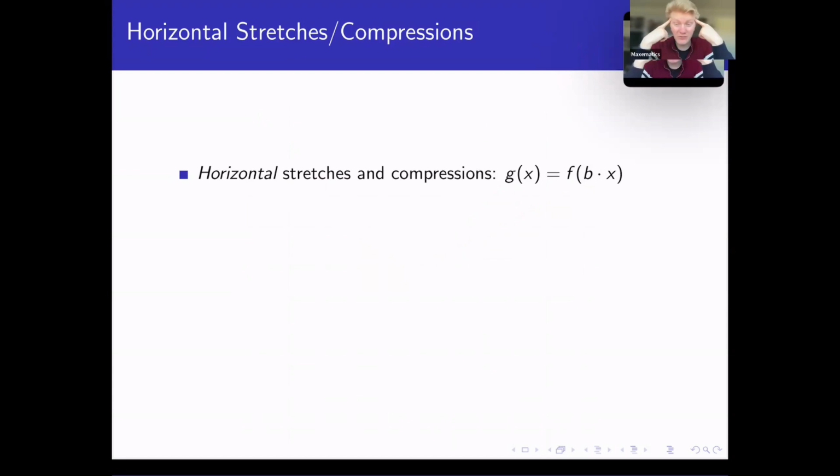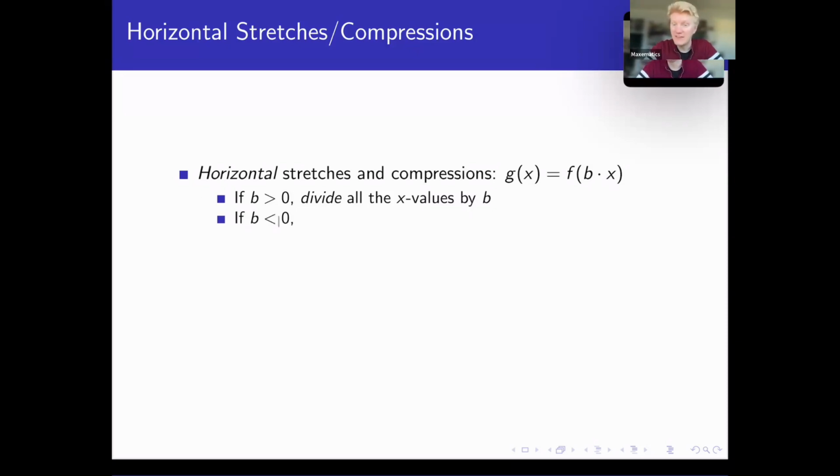Remember, for horizontal shifts, that -h meant add h, or to the right h, plus h on the inside meant to the left h. So for this b on the inside, if your b is positive, you are going to divide all the x values by b, right? On the inside, we're affecting x now, but instead of multiplying, we are dividing. Constantly backwards when it comes to the inside.